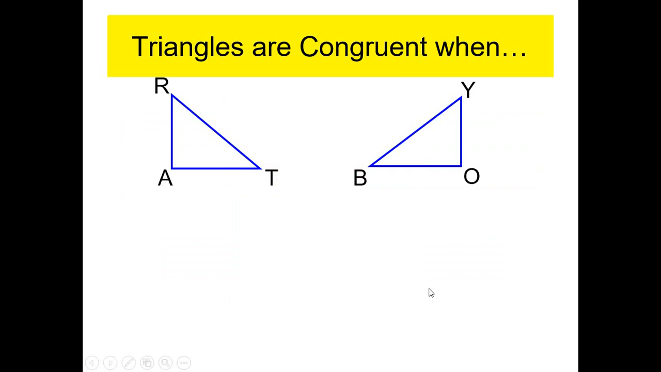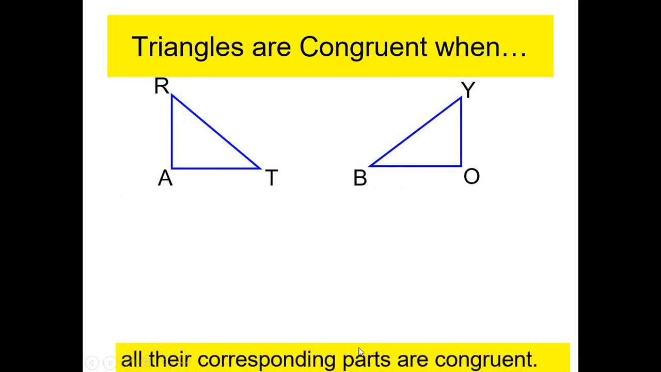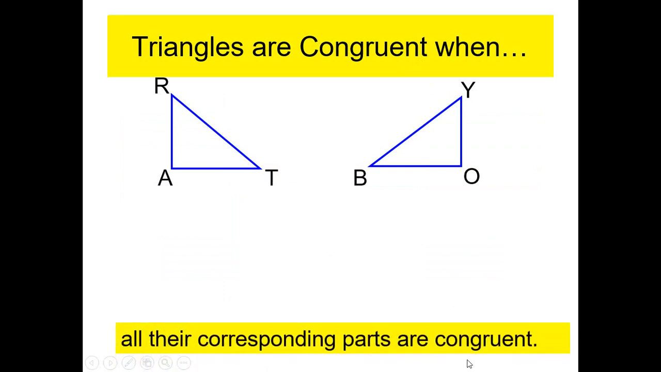Okay, so these two triangles are congruent when their corresponding parts are congruent. Okay, this one and this one are kind of shifted a little bit. They're not exactly the same as you would think. They're kind of turned, and I'll show you.